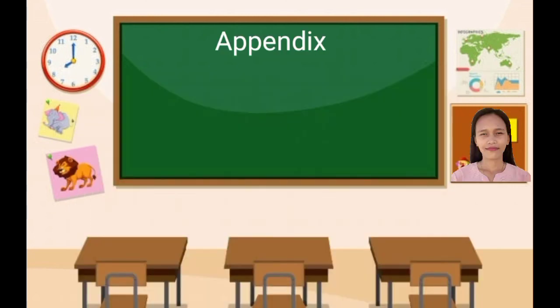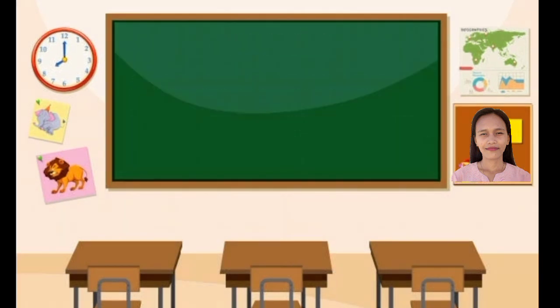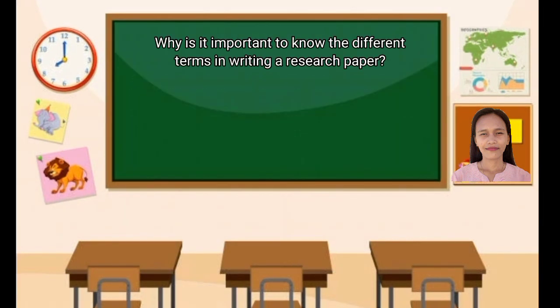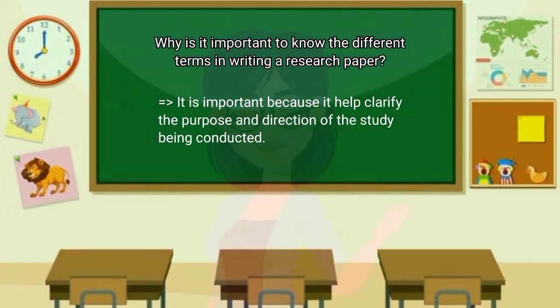Lastly for today, we have appendix. Appendices contain material that is too detailed to include in the main report, such as long mathematical derivations or calculations, detailed technical drawings, or tables of raw data. Now, why is it important to know the different terms in writing a research paper? It is important because it helps clarify the purpose and direction of the study being conducted.